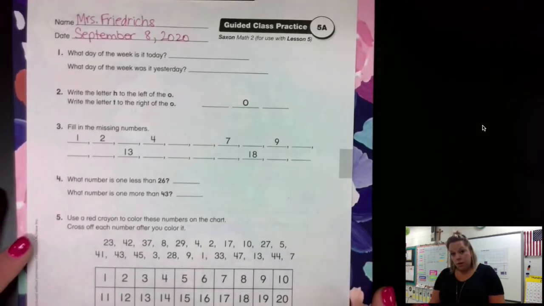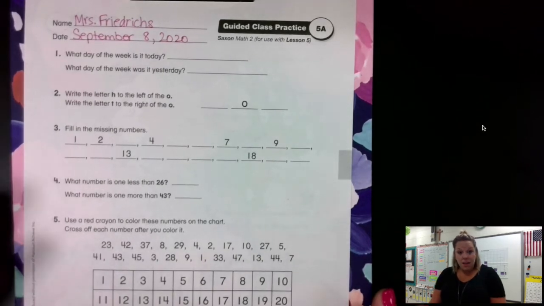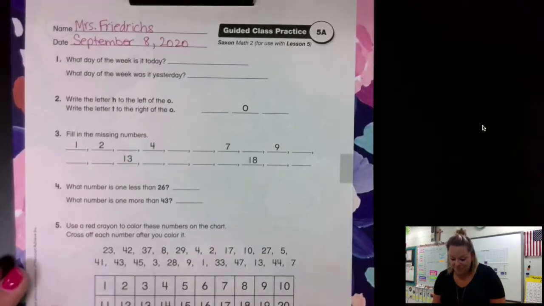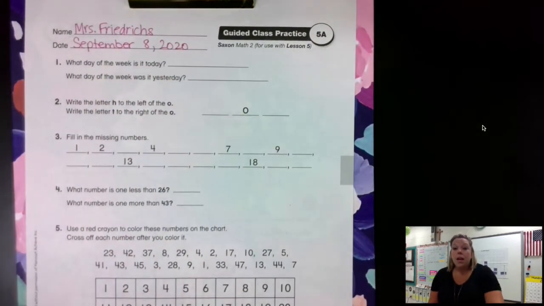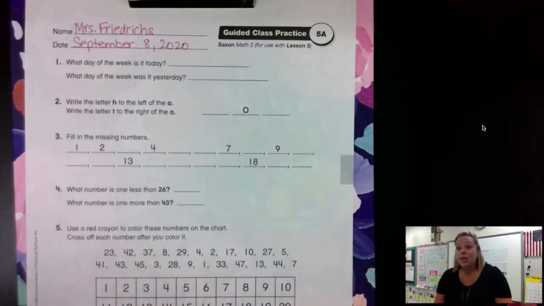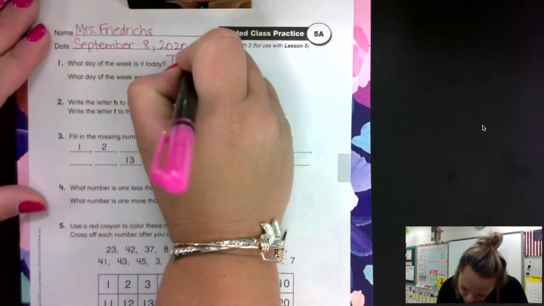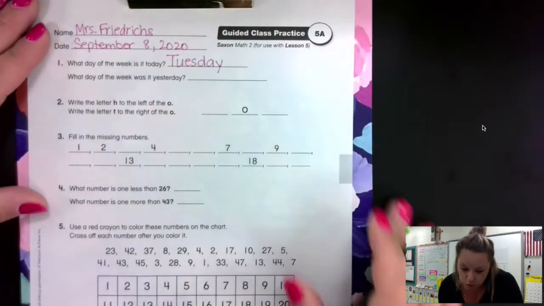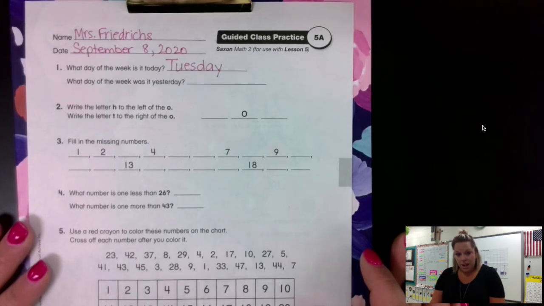If you need more time to write that, go ahead and pause the video, and then when you're ready, go ahead and hit play again. If you're set to go, here we go. It says, what day of the week is it today? Well, yesterday was Monday. What comes after Monday? After Monday comes Tuesday. We're going to put a capital T for Tuesday, and the rest of my letters are lowercase.